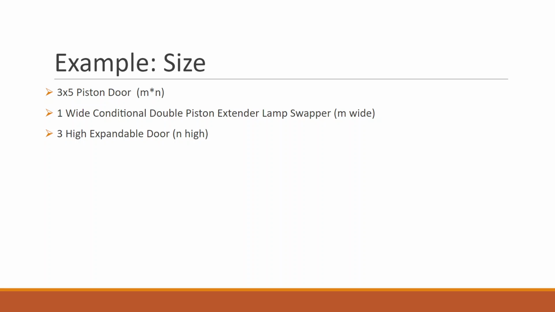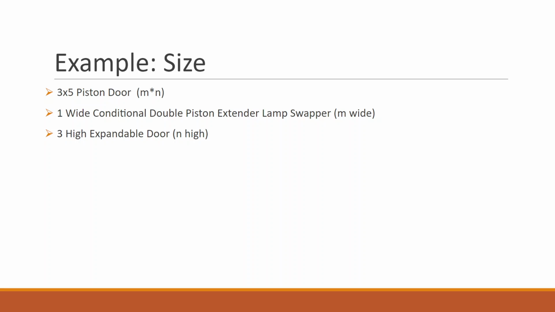And next we have, for example, a 1 wide conditional double piston extender lamp swapper. It's quite a long name. But basically you will see m wide, so this matches with 1 wide. So we basically require the contraption to be 1 wide in terms of its size. Then we also have another application, which is, for example, a 3 high expandable door. This uses the format of n high, as in 3 high. What this means is that we would have a door that is expandable, maybe infinitely, maybe finitely, but the door would be 3 blocks in height.